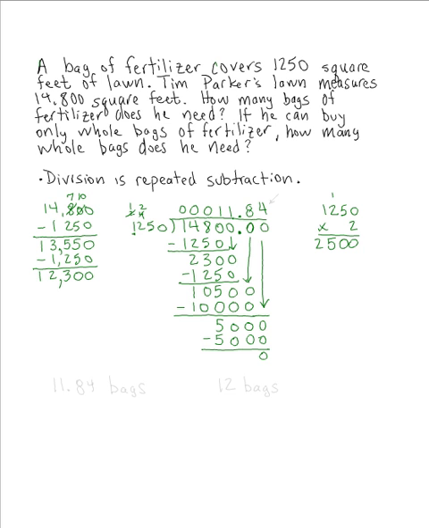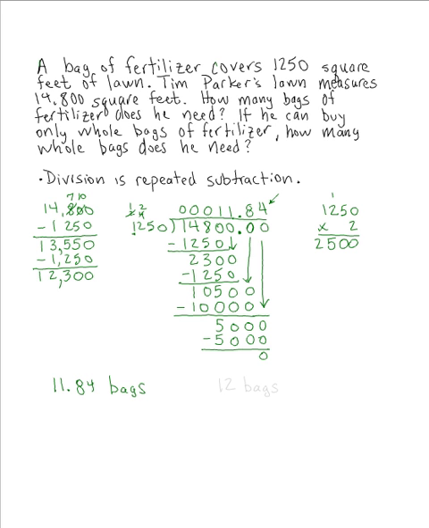So, the answer to the first question, how many bags of fertilizer does he need, is right here. It's the quotient of our division problem, which is the answer. He needs 11.84 bags. So 11.84 bags is more than 11 bags, but not quite 12 full bags. Now we want to answer the second question, which is, if he can buy only whole bags of fertilizer, how many whole bags does he need?